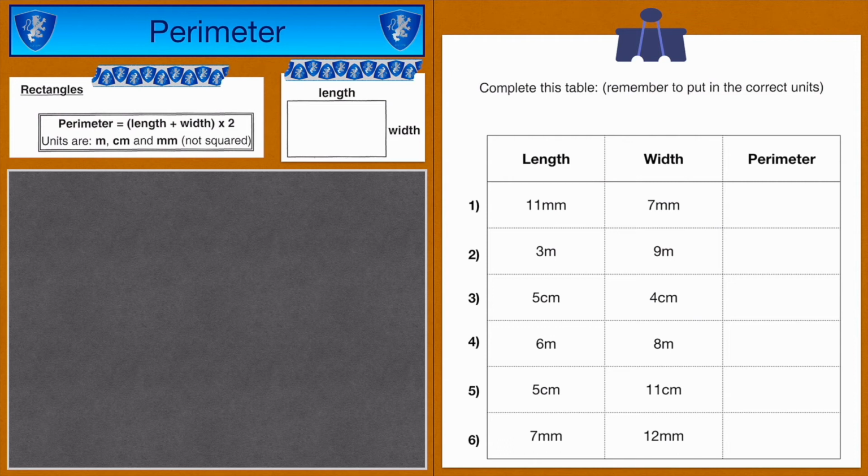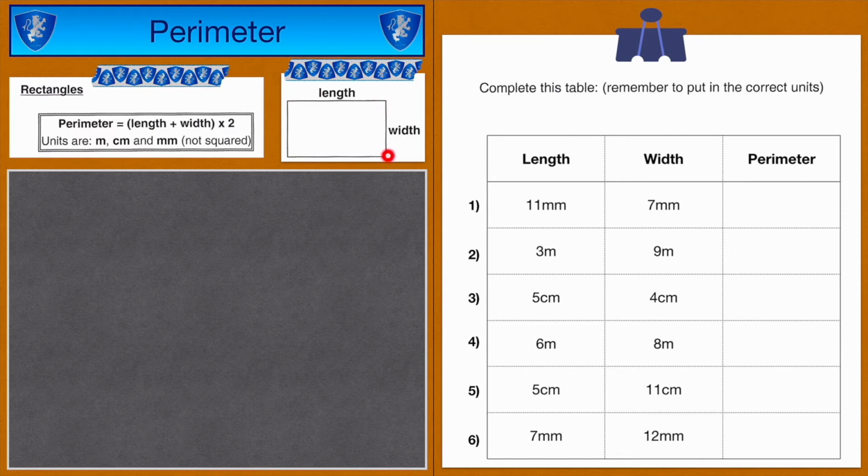So perimeter is just the distance around the outside of a shape. So in our rectangle there, if you add up all the sides, so if you did length, add width, add length, add width, you'd end up with the perimeter of that shape. But when you've got a simple shape like this, there are easier ways of doing that.